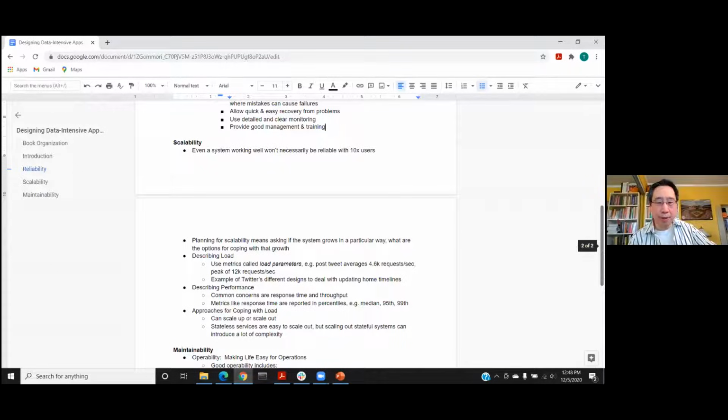So if we're going to talk about this, then we need to formally define some things. First we're going to have load parameters. The example they give is the number of tweets per second. So you can talk about average tweets per second, 4,600, or peak tweets per second, 12,000.